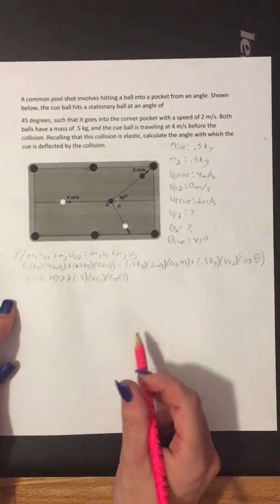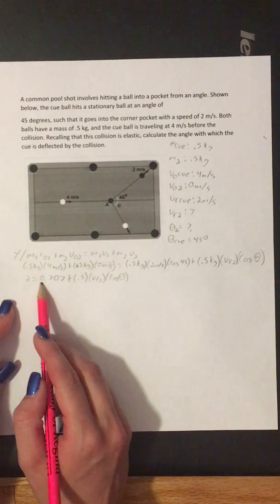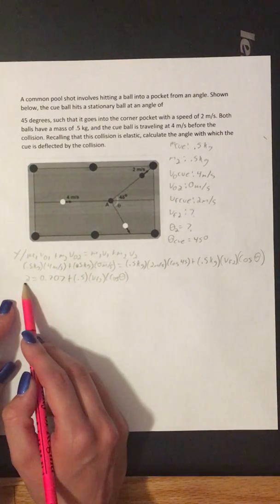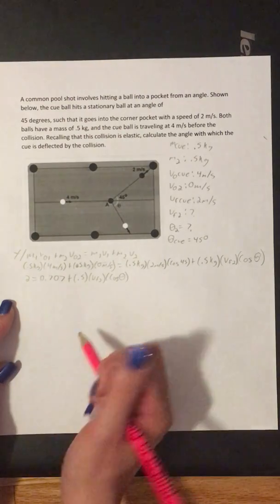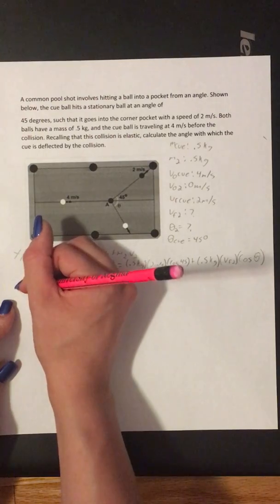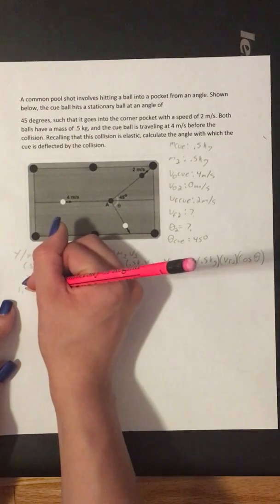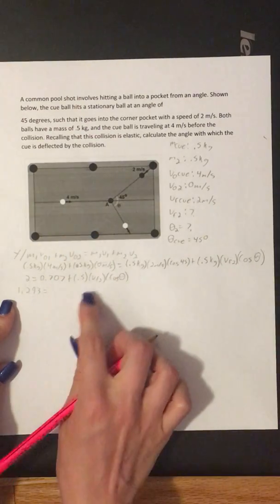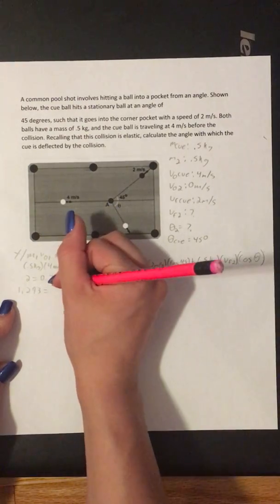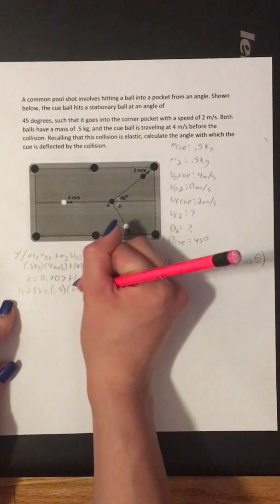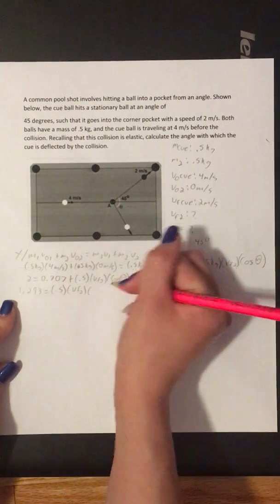Okay. Now, next we can see that we can take out the 0.707 and move it to where the 2 is. So 2 minus 0.707 is equal to 1.293. And then again, we can't do anything yet with this one, so we will leave it as it is for one more.